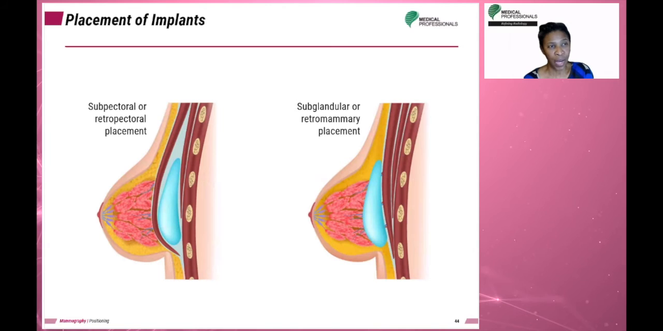One of the reasons they're bringing back the subglandular implant is that for some patients, placing the implant behind or between the pec muscle is damaging to the muscle. Some people have difficulty after lifting or handling any heavy objects. So this is why there is a trend to put the implant back in front of the muscle.